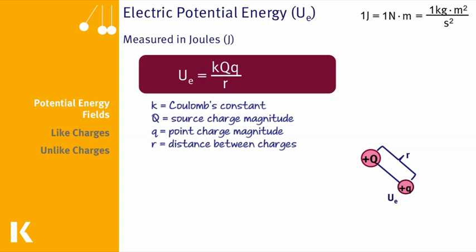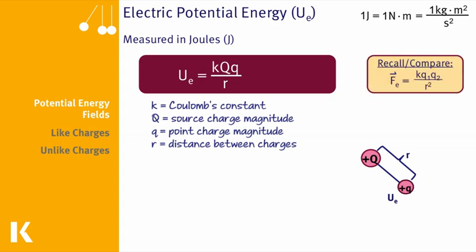This equation should look fairly similar to Coulomb's law, which states that the electrostatic force is equal to kQq over r squared. The only difference here is that r is not squared in the denominator of the electric potential energy equation. That is because our electric potential energy equation is actually force times distance. When we take the electrostatic force as calculated by Coulomb's law and multiply it by the distance you have to move the charges apart, which is the same as r, the r and the d cancel, leaving us with just one r in the denominator of the energy equation.